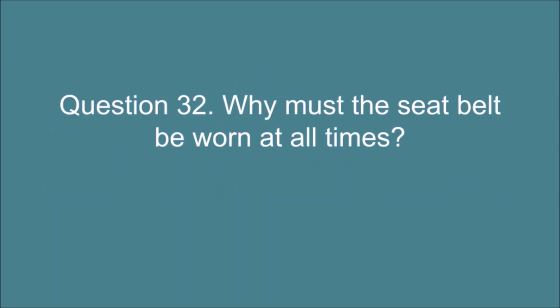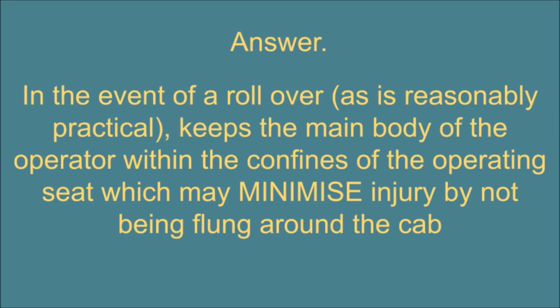Question 32. Why must the seat belt be worn at all times? Answer: in the event of a rollover, as far as is reasonably practical, it keeps the main body of the operator within the confines of the operating seat, which may minimize injury by not being flung around the cab.